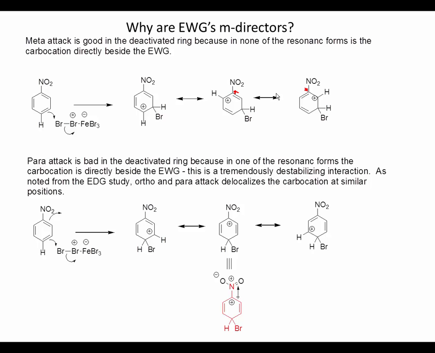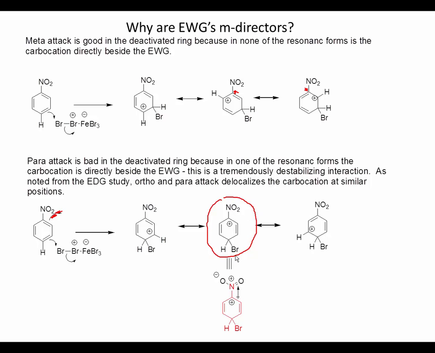Electron donating groups, however, stabilize carbocations. Electron withdrawing groups would destabilize the carbocation. So it's good to never put the positive charge right beside the nitro group. What about when we attack the para position? Well, here in this resonance form, you see that you have the positive charge directly beside the nitro group. And that's not a good situation.